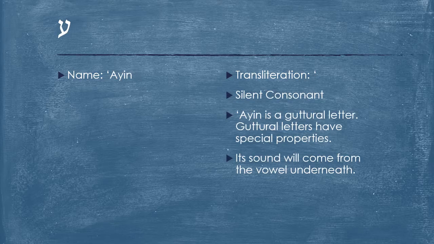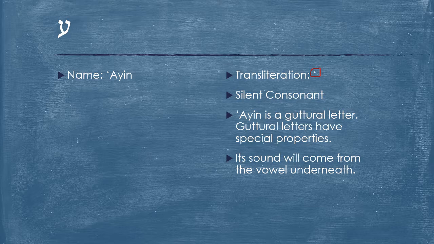Then here's Ayan. Ayan is another silent letter, just like we had Aleph that was a silent letter. In your transliteration, notice that when we had the Aleph, it was an apostrophe with the dot at the top. Well, this transliteration for Ayan, we're going to use an apostrophe that faces the other direction. Ayan is a guttural letter. Again, it will not take a dagesh.